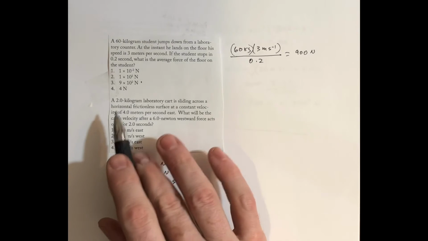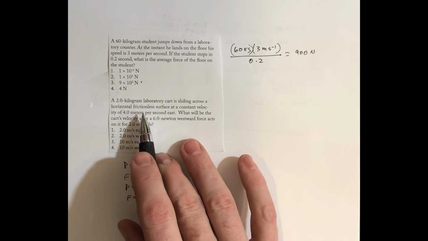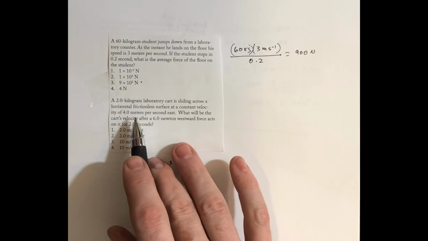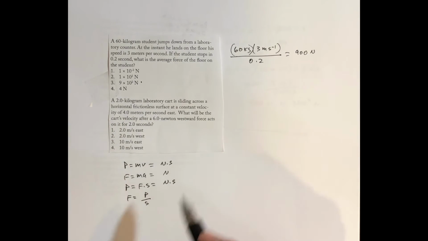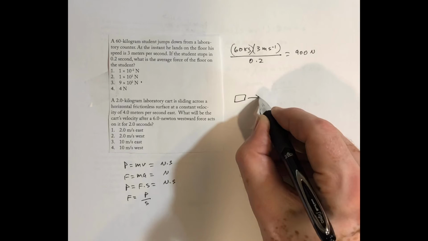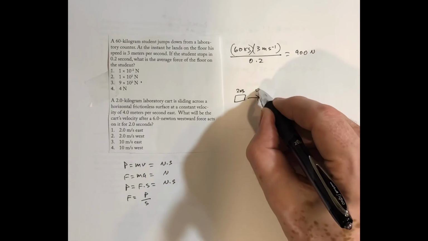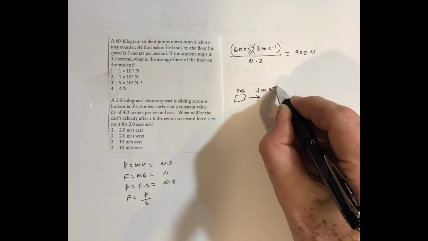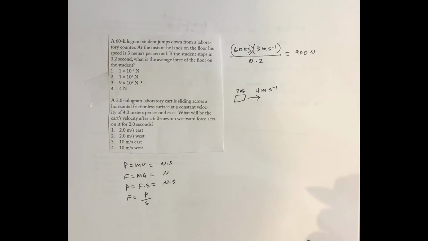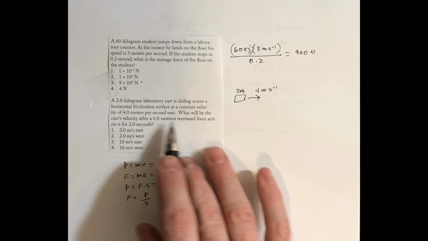Okay. A 2 kilogram laboratory cart is sliding across a horizontal frictionless surface at a constant velocity of 4.0 meters per second east. Okay, let me draw a little picture of that. I have this cart, it's going along this way, it's 2 kilograms, and is moving at 4 meters per second in the easterly direction. What will be the cart's velocity after a 6 newton westward force acts on it for 2 seconds?